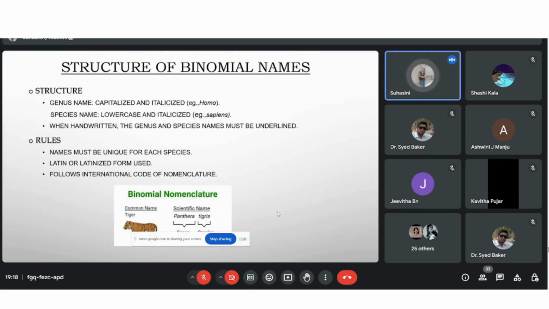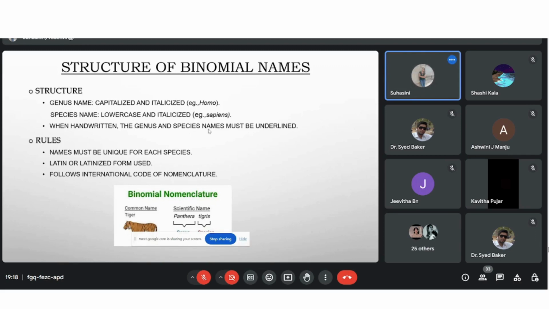So, the structure of binomial names. As you can see, it starts with the genus name, which is capitalized and italicized. For example, Homo. And it ends with the species name, lowercase and italicized. Example, sapiens.